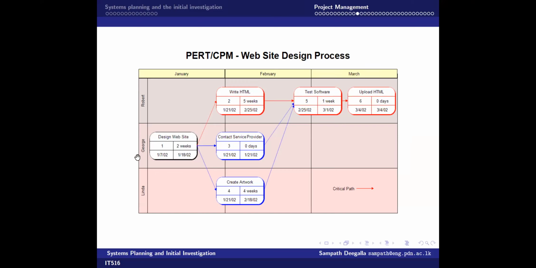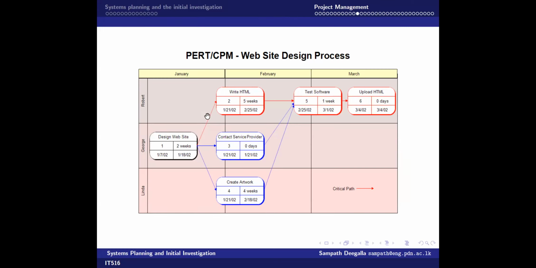Now, for example, in this particular case, George is the one who starts with the web design, and Robert will be writing HTML, and George again provides the content support, and then Linda provides the artwork. And in all these places you can see start and end dates are indicated, the task number is there, the duration is also given, and the arrow indicates the dependencies. For example, writing HTML comes after designing the website, the content service provider also comes after the first one, and creating artwork again comes after the first one. So dependency can also be implemented.